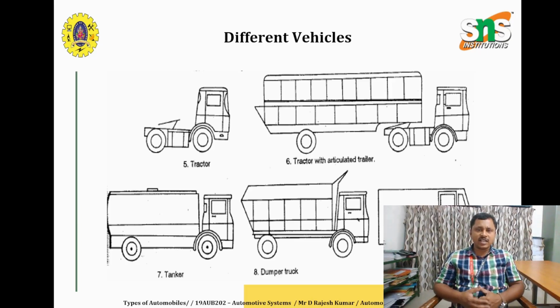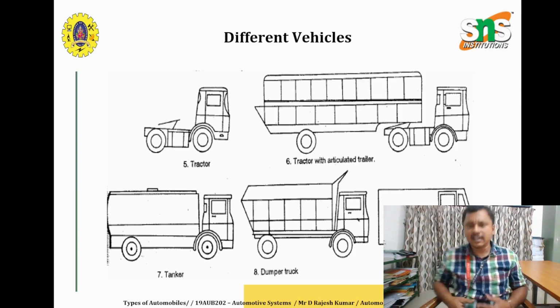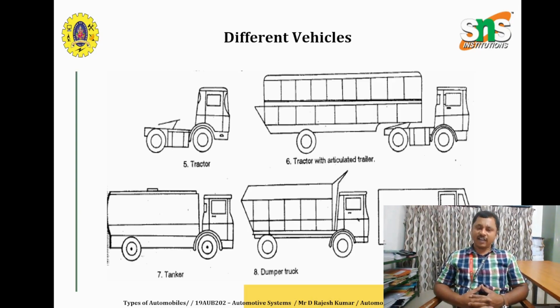And the next thing you can see here, a tractor with an articulated trailer. The trailer is nothing but a unit which is coupled with the tractor. The trailer will have an axle or multiple axles. So this trailer is used to load the goods, and it is connected to the tractor. That is serial number 6.